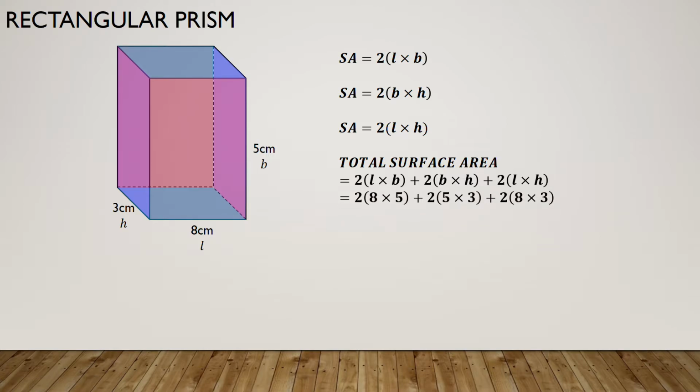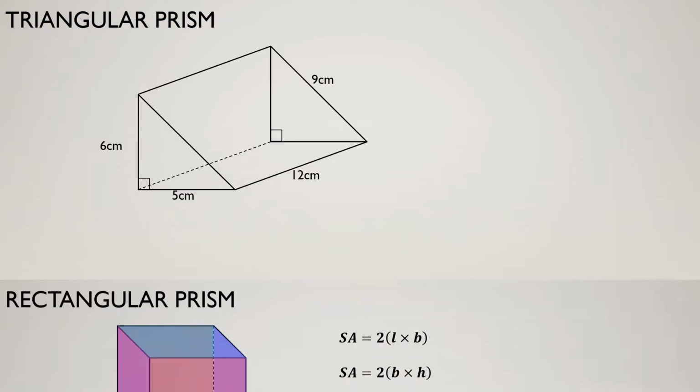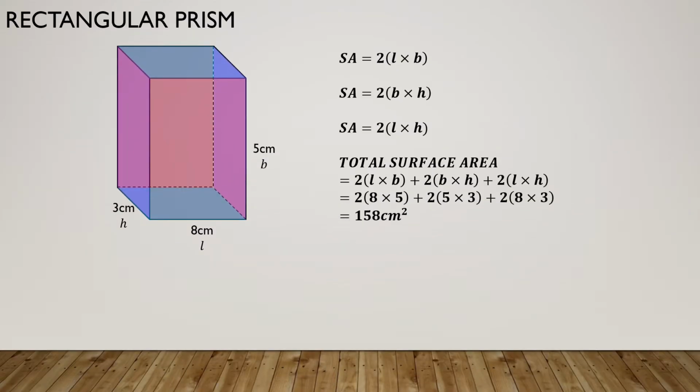If I substitute all that in, I get the same thing that I got previously when I did it separately, which is 158 centimeters squared. So let me show you what it looks like. There's your formula: 2 times length breadth, 2 times breadth height, 2 times length height. That's your surface area formula for a rectangular prism, if you want to use the formula. If you prefer breaking it up and calculating it, then that's fine. So that's rectangular prism.